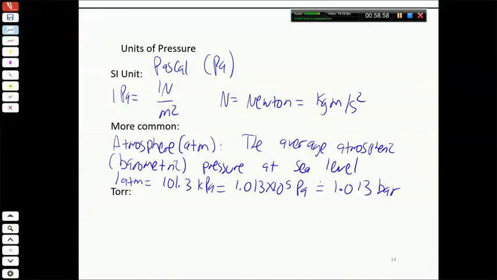There are really two units of pressure that are most common: the atmosphere and the torr. The torr is based on the height measurement using a mercury column. So 1 torr is equal to 1 millimeter of mercury. These two are going to be used interchangeably, so you'll either see it as torr or as mmHg. They mean the same thing.